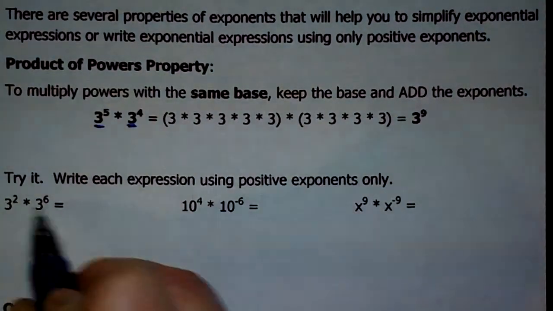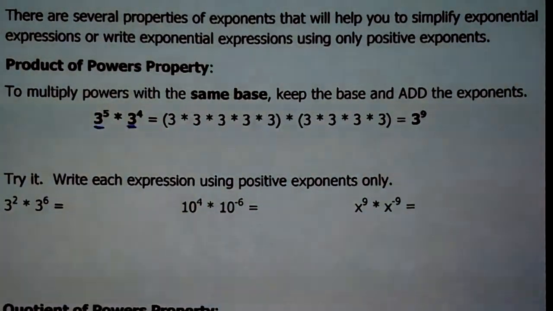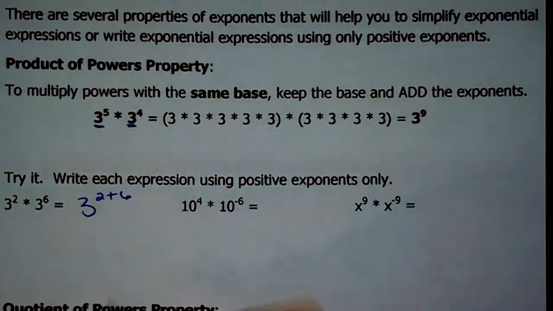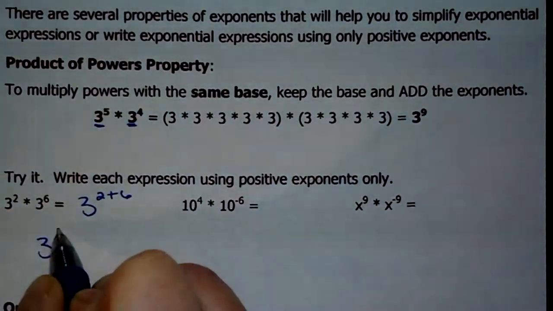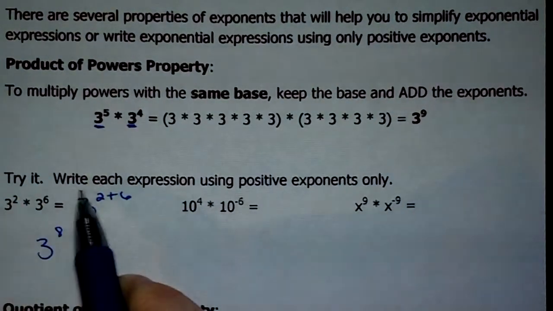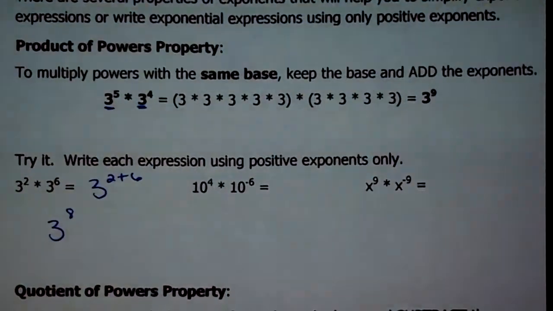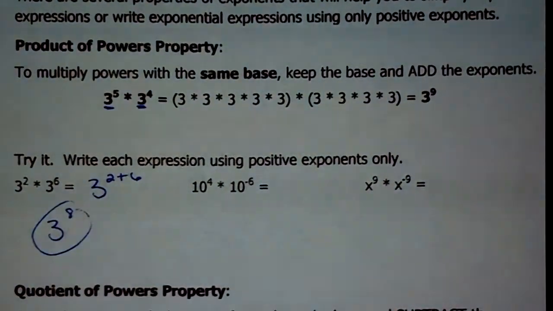If I have 3 squared times 3 to the 6th, all you have to do is take 3 to the 2 plus 6. So this would be 3 to the 8th power. And the directions did say write each expression using positive exponents only. So that means I want to leave it in the form of a base and an exponent. So we're done with that one.